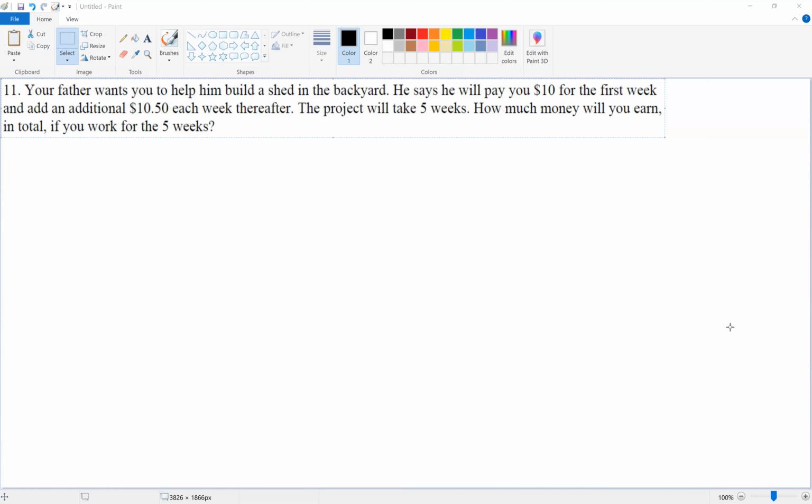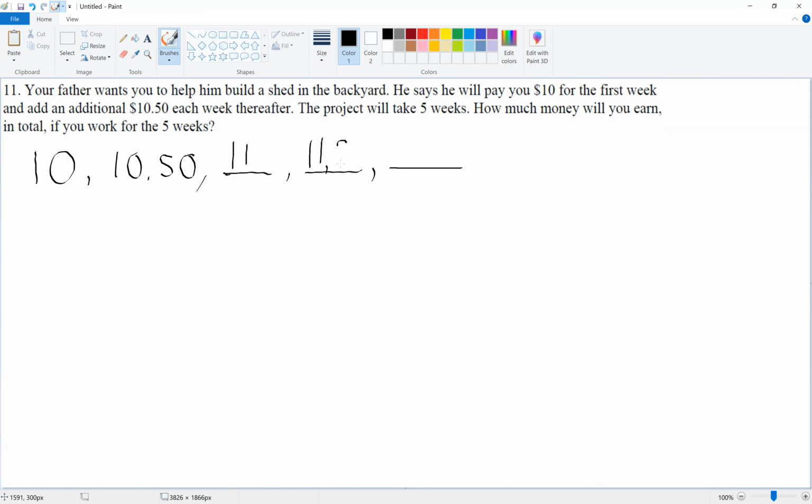So, you get paid $10 for the first week and an additional $10.50 for each week after. So for the first week, it's just $10 plus 10.50 times 4, because there are 4 more weeks. I didn't do the formula for this question because it was pretty simple. But it's asking for the total. Did you find the total of 5 weeks? Yeah, so it would just be 10 plus 10.5 times 4, which is 10 plus 42, which is $52.